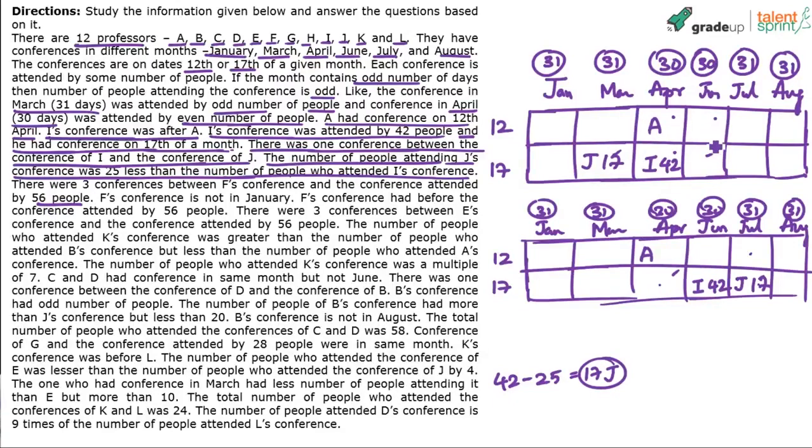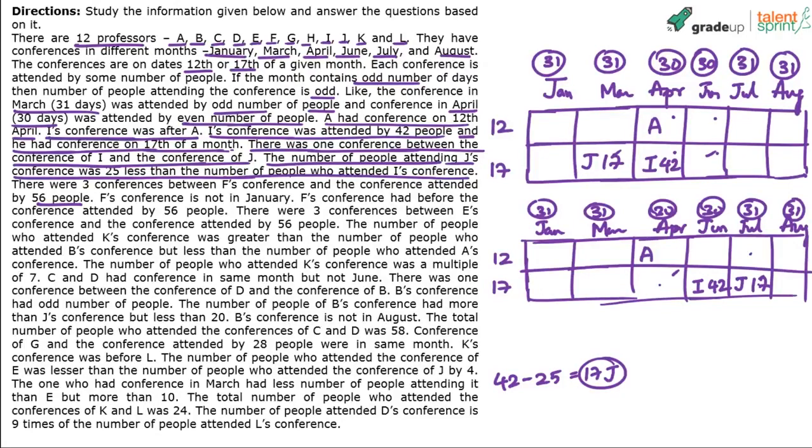12th April, 12th June or 17th June. These 3 can be taken up by 56 because this is already 42. Here it is 12th April, 17th April or 12th June. So there are 3 people between 56 and F. But since there are 3 possibilities for 56, there will be an equal number of possibilities for F. So that will result in some confusion, I guess, right?